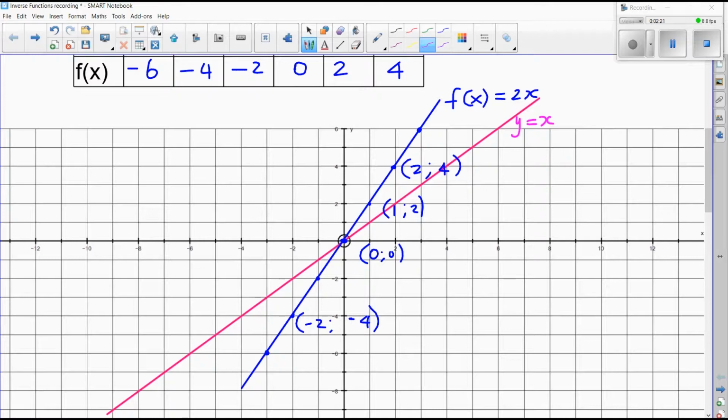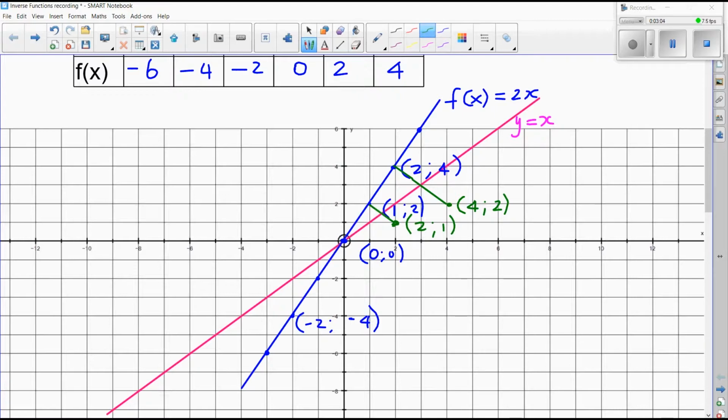Let's start with the point x is 2, y is 4. If I draw a pathway from x is 2, y is 4 perpendicular to the line y equals x, I see that the image of that point is at x is 4, y is 2. Let's repeat this process for one other point. I'm going to draw a pathway from x is 1, y is 2, perpendicular to the line y equals x. And I see that the image of the point now lies at x is 2, y is 1.